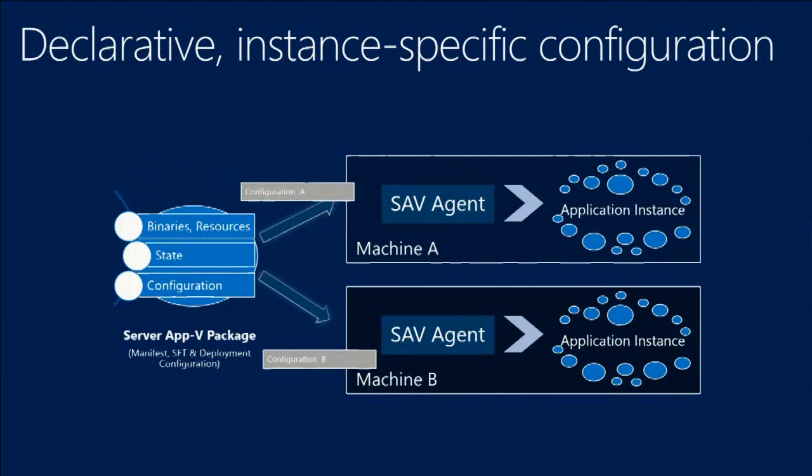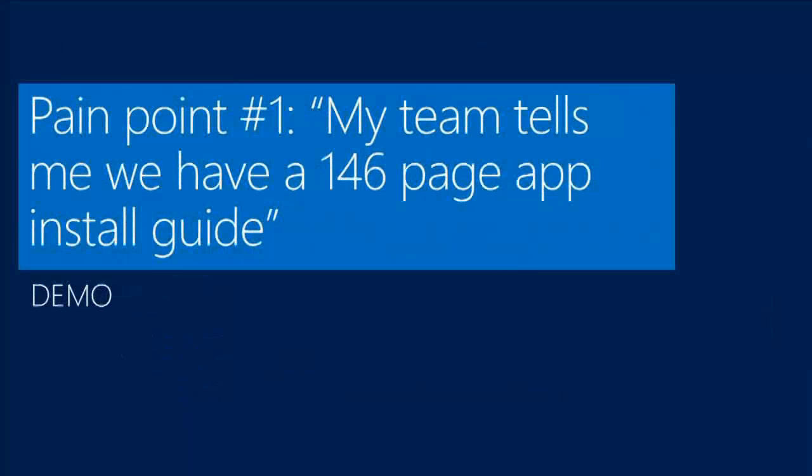Here's a graphical description of what we mean by declarative instance-specific configuration. You can take the manifest and the package file, change the configuration file, like I said, connection strings, file paths, things that are unique to your environment, and deploy them to different agents on different machines and have a deployment tailored to your environment. I've talked a little bit about what Server AppV is and the different parts, so we'll get into the demos now.